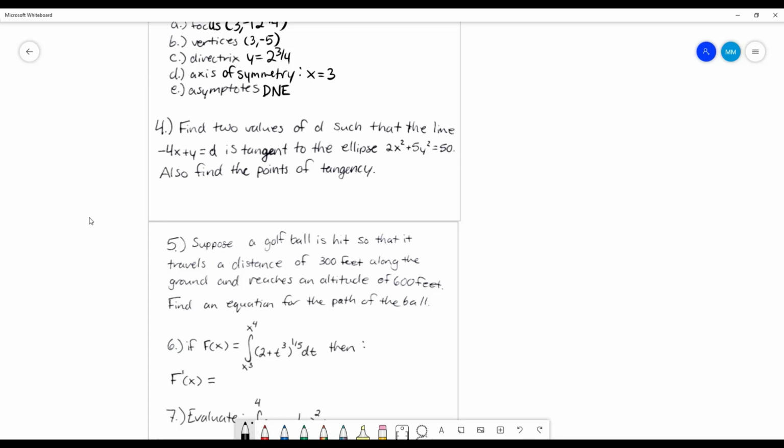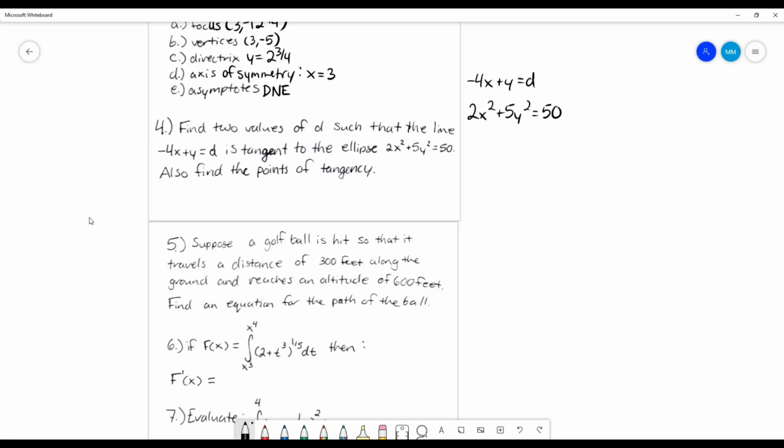So definitely take this one slowly. It says find 2 values of d such that the line negative 4x plus y equals d is tangent to the ellipse 2x squared plus 5y squared equals 50, and find the points of tangency.